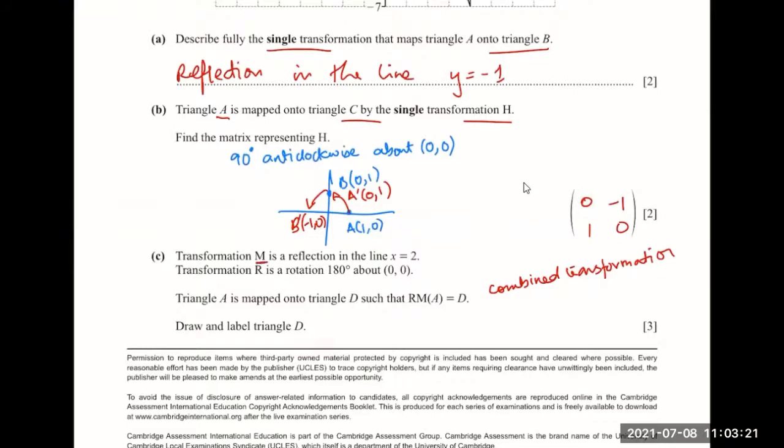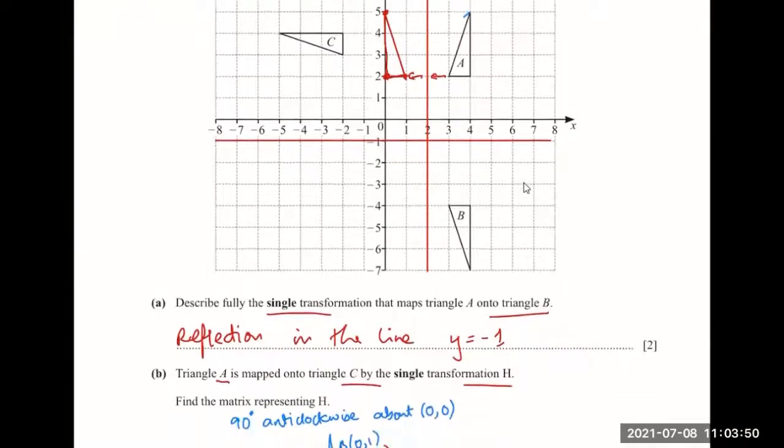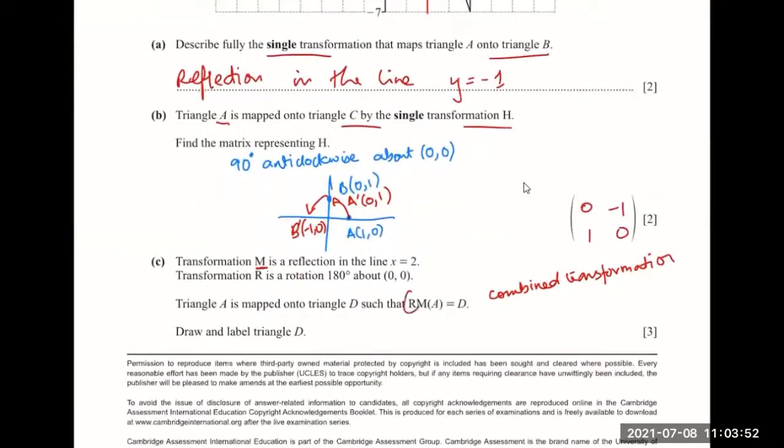Let's first do M. M is a reflection in the line x equals 2. So what am I going to draw? I'm going to draw the line x equals 2 for you. x equals 2 is this line. Let's reflect. This point comes here. There's another point here, and there's another point here. That's the reflection. Now this is just an intermediate drawing. I still need to do this R on this.